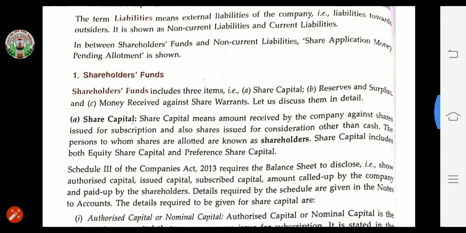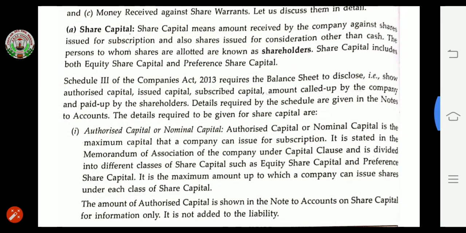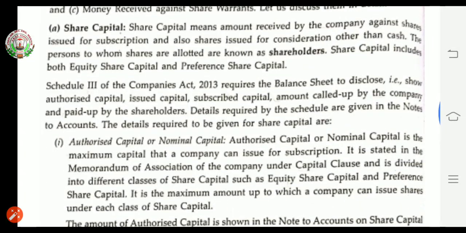Now, the first item of equity and liabilities is shareholder funds. Shareholder funds include three items: first, share capital; second, reserves and surplus; third, money received against share warrants. First of all, we are going to discuss share capital.